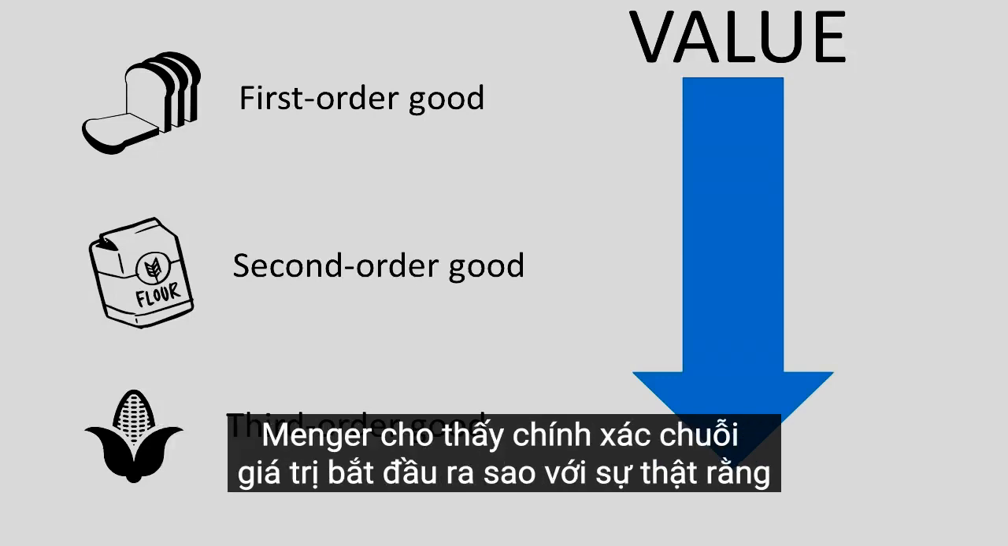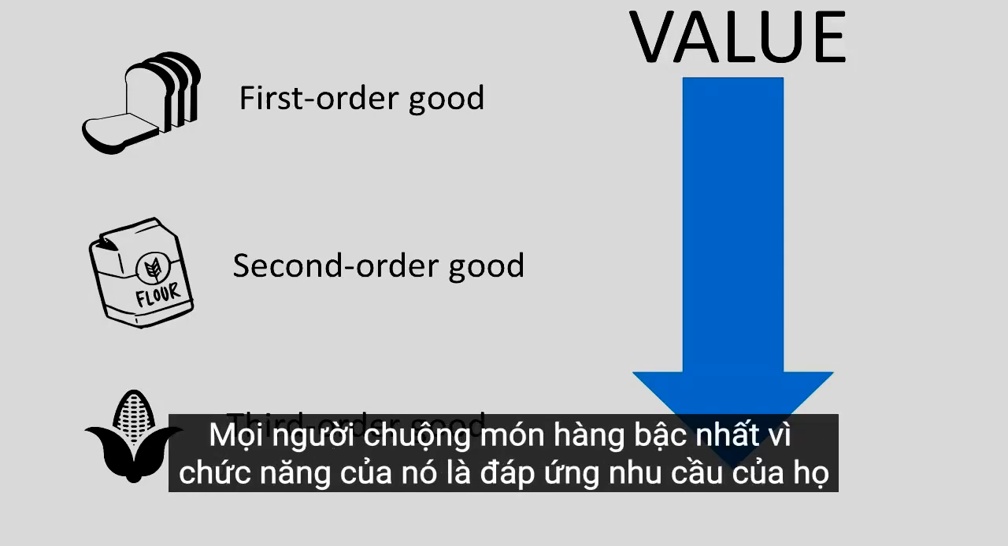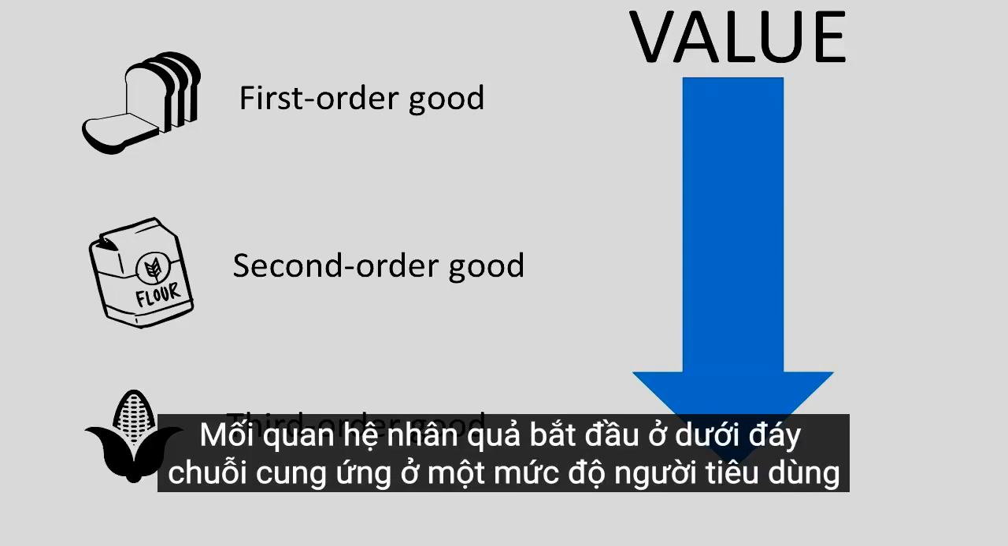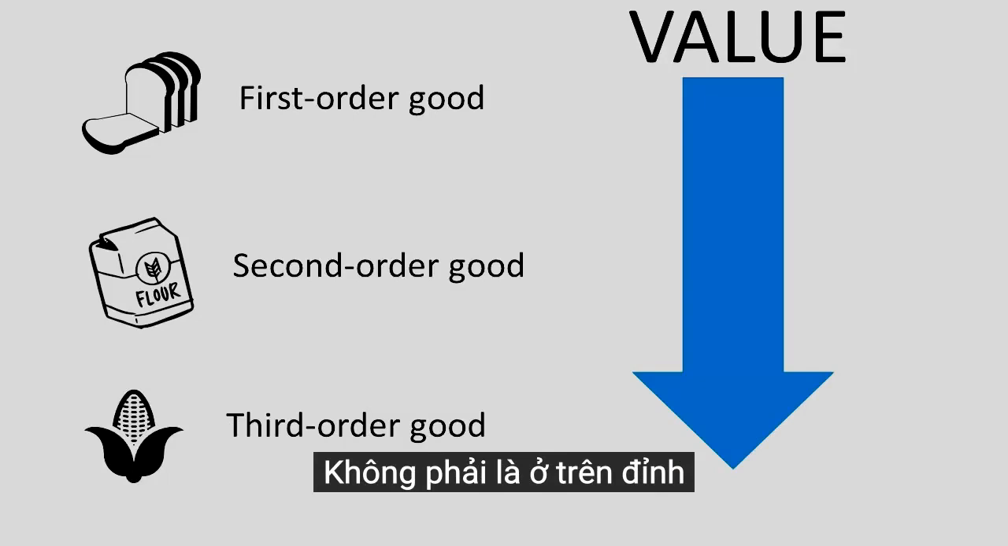Menger correctly shows how the chain of value starts with the fact that people value the first order good for its ability to satisfy their needs. Producers value higher order goods only for their ability to satisfy their need to produce lower order goods. The causal relationship starts at the bottom of the supply chain, at the consumer level, and not at the top.